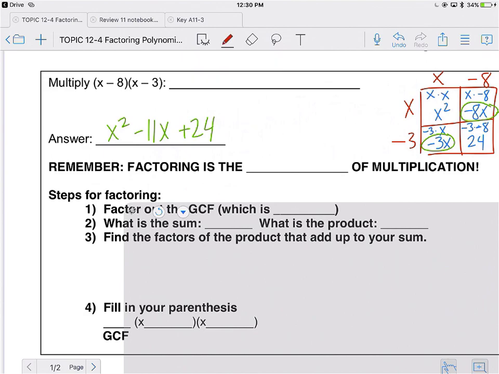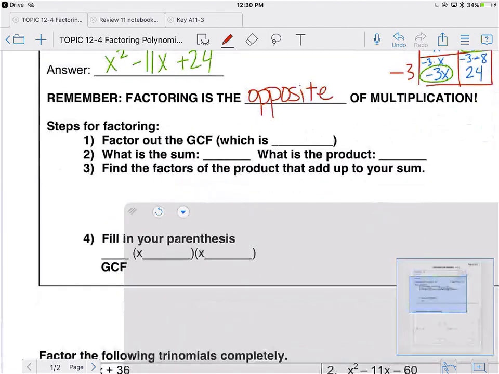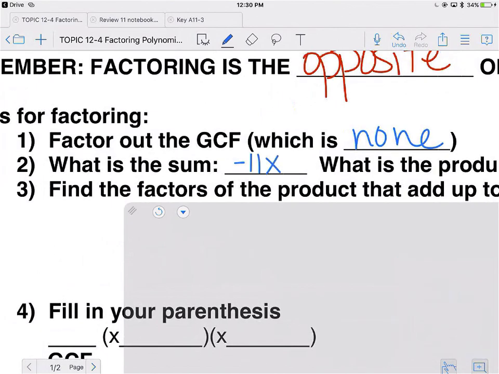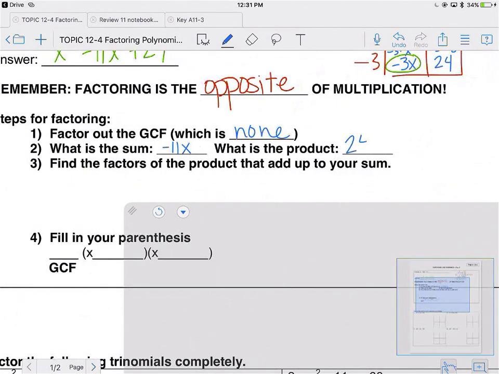Now remember, like we talked about yesterday on 12.3 with GCFs, factoring is the opposite of multiplication. Our steps for factoring: we factor out the GCF, which is none for this example. We write the sum and the product, and then we find the factors of our product that will add up to the sum.